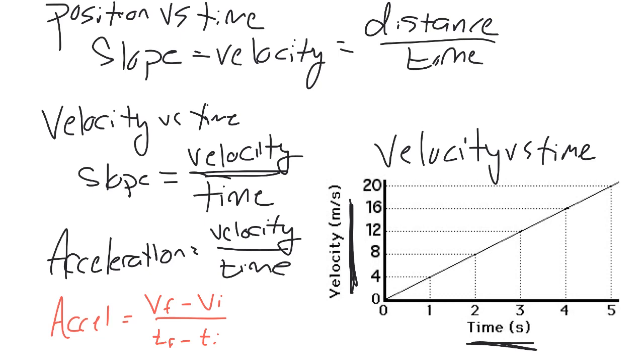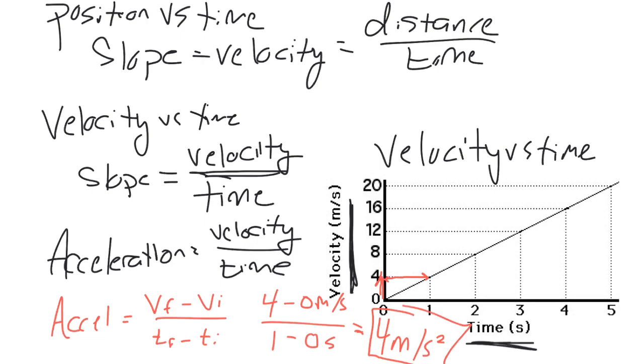So let's look at what the acceleration is for the first second. My change in the velocity goes from 0 to 4 as I go up, my rise. So I would go 4 minus 0 meters per second. And my time change would be from 0 seconds to 1 second. So my change would be 1 minus 0 seconds. And so my acceleration would be 4 meters per second squared.